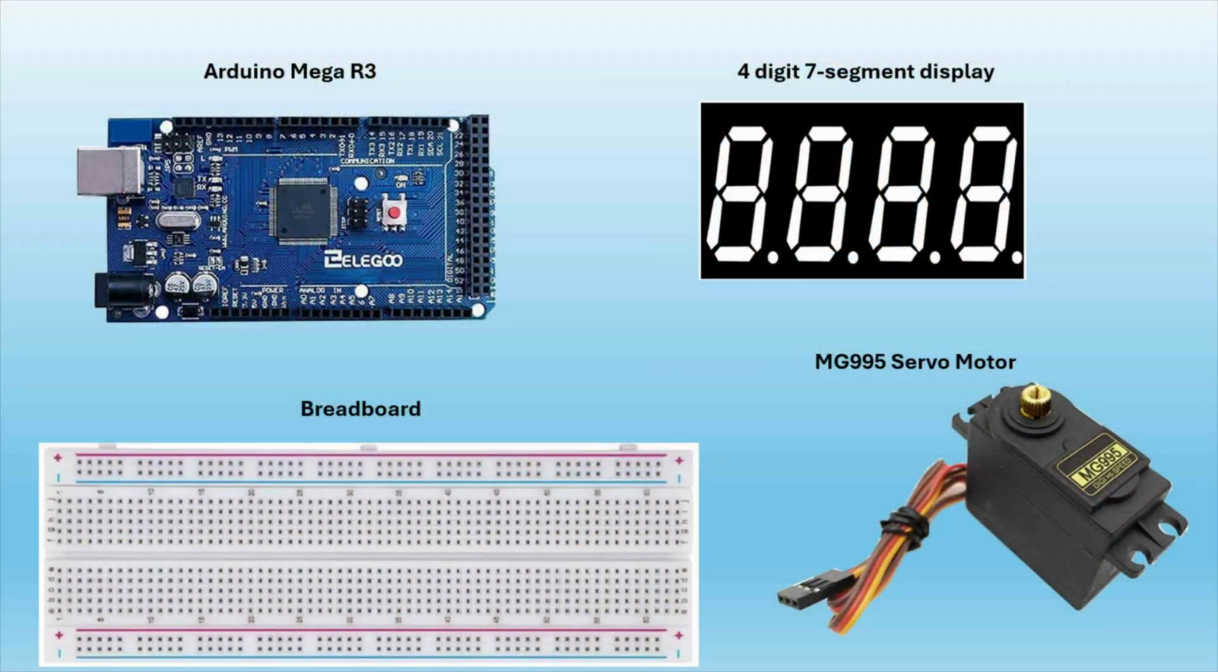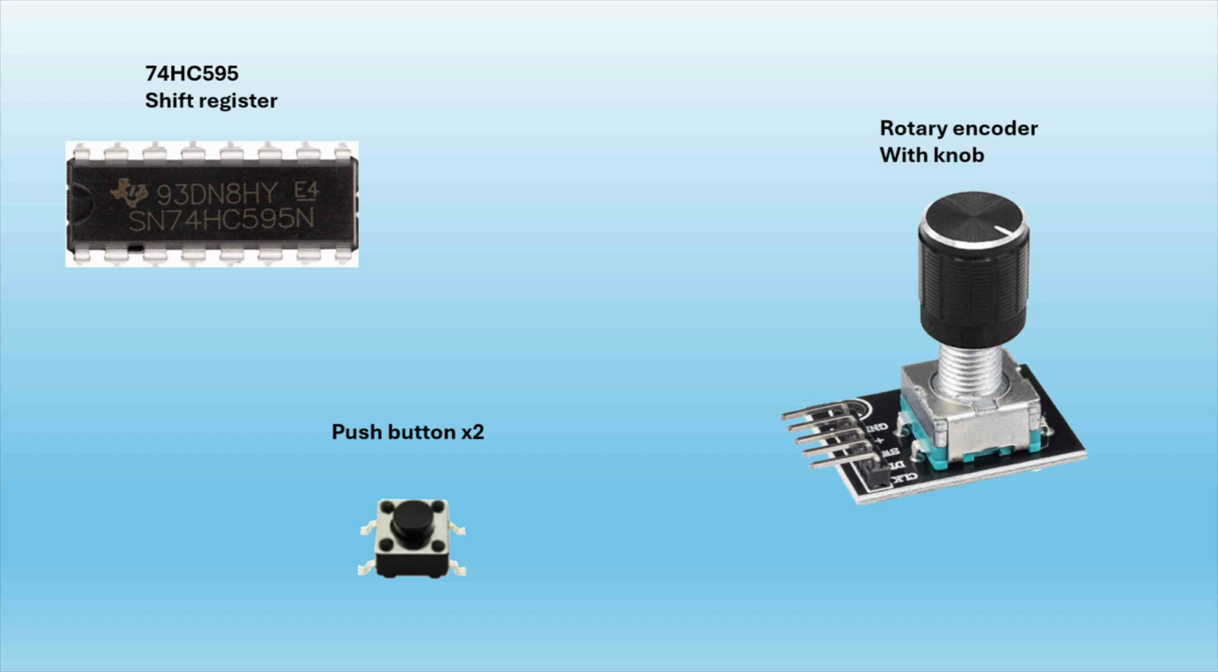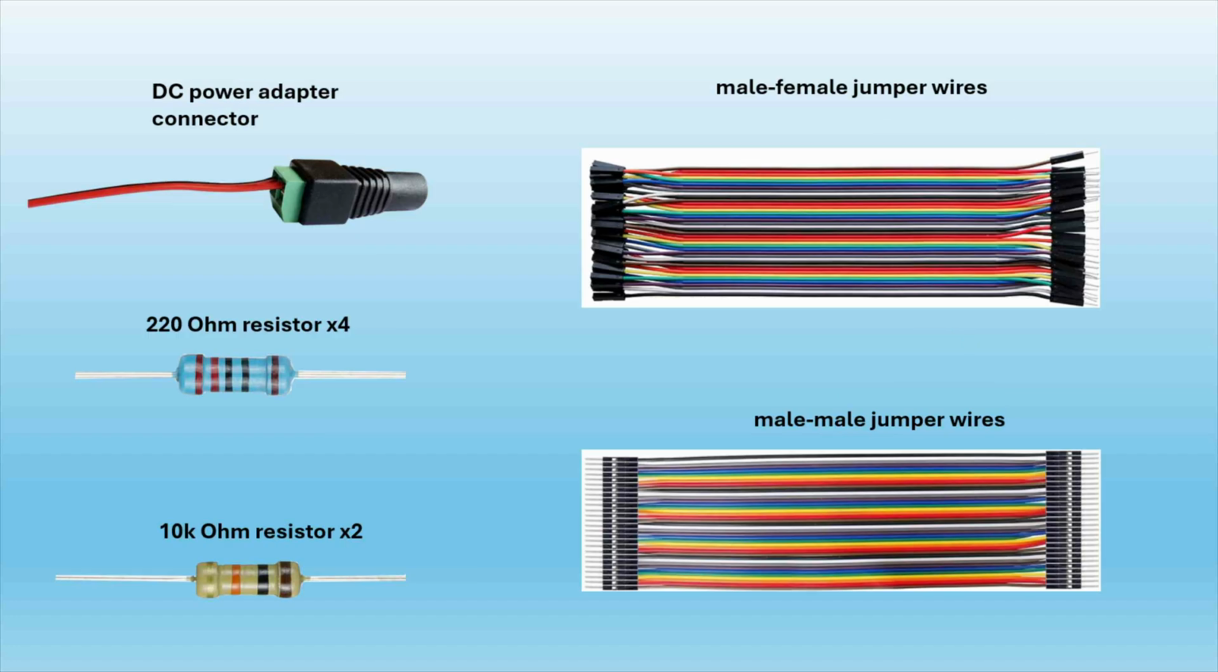In today's video, we'll use Arduino Mega R3, a 4-digit 7-segment display, the MG995 servo motor, a breadboard, the 74HC595 shift register, two push buttons, a rotary encoder, a DC power connector, four 220-ohm resistors, two 10K-ohm resistors, and some male-to-male and male-to-female jumper wires.